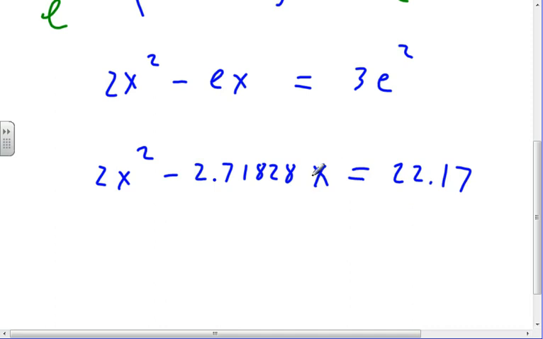All right, now I'm just going to put it in my calculator. Second function, polynomial solver, second degree polynomial. The a is a 2. The b is a minus 2.71828. And the c is a minus 22.17. Okay, and then I hit the solve button, and it says I have two different x's. So I got a minus 2.7185, and my other x is a 4.0776.